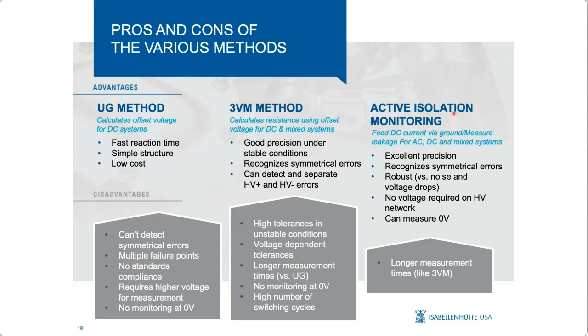Lastly, there's the active isolation monitoring. The active isolation monitoring features excellent precision and it can recognize symmetrical errors. Also, it's a very robust measurement method if you look at noise and voltage drops. Apart from that, it also doesn't require an energized high voltage network, which means it can measure at 0 volts high voltage. The measurement times are still longer than those of the UG method, approximately like the 3-voltmeter method measurement times.